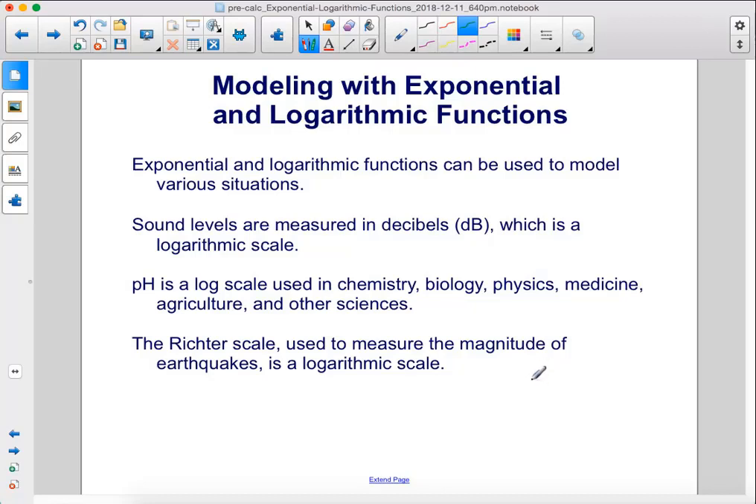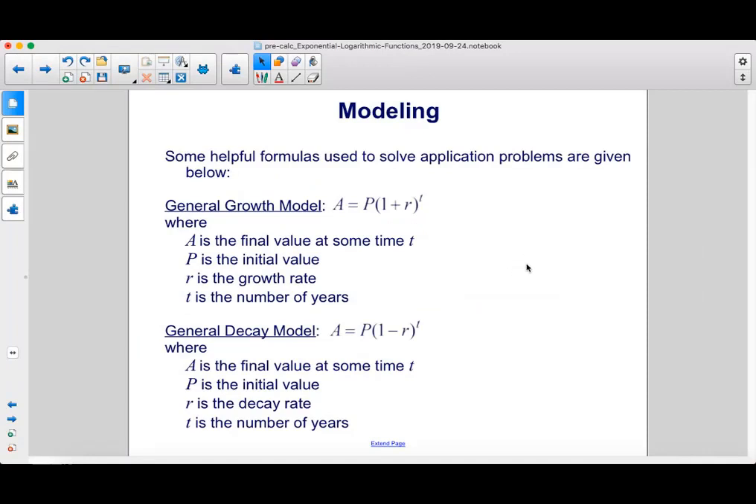Exponential and logarithmic functions can be used to model various situations. Sound levels are measured in decibels, or dB, which is a logarithmic scale. pH is a log scale used in chemistry, biology, physics, medicine, agriculture, and other sciences. The Richter scale, used to measure the magnitude of earthquakes, is a logarithmic scale. Some helpful formulas used to solve application problems are given below.